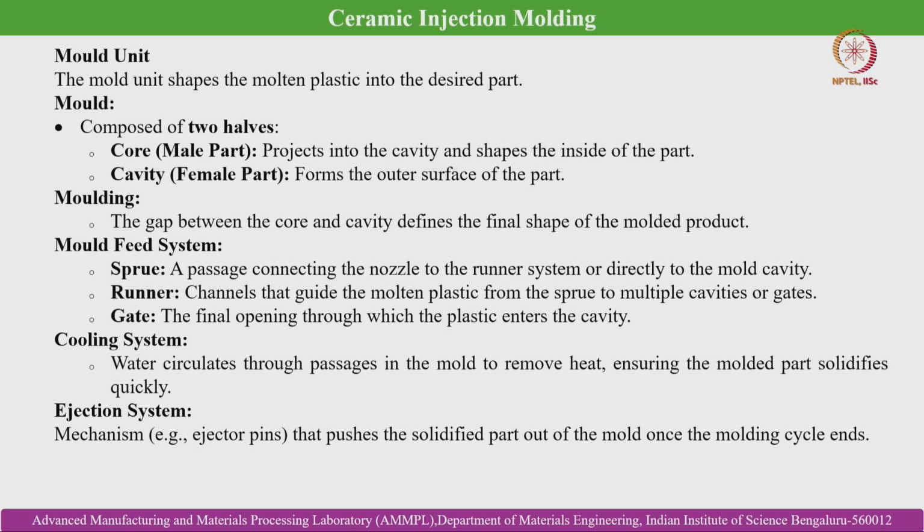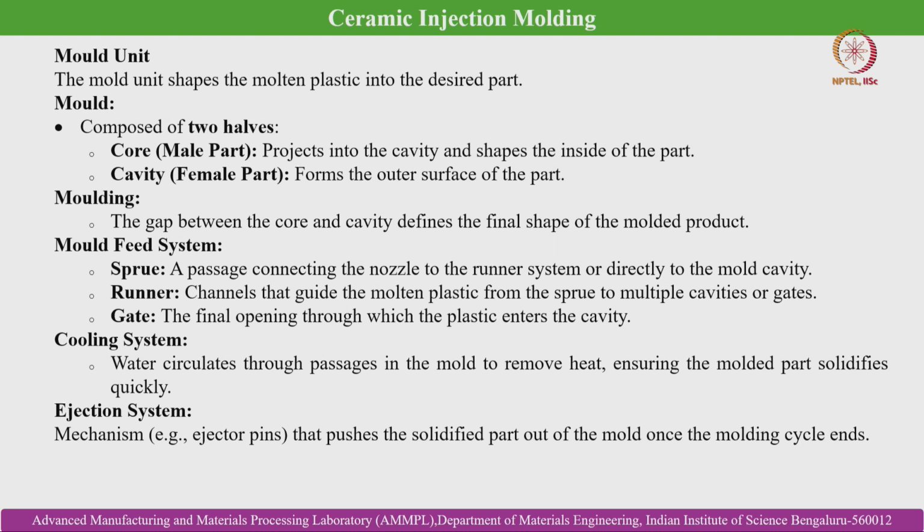the molded product. And the mold feed system: the sprue is a passage connecting the nozzle to the runner system, the sprue that we have discussed several times earlier, and we have also discussed the runner, which takes the melt from the sprue base and transports it to the ingate, and the ingate is the cross section from where it enters into the component cavity.